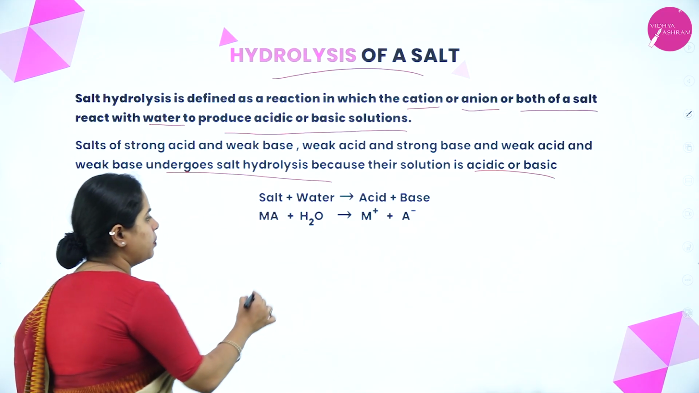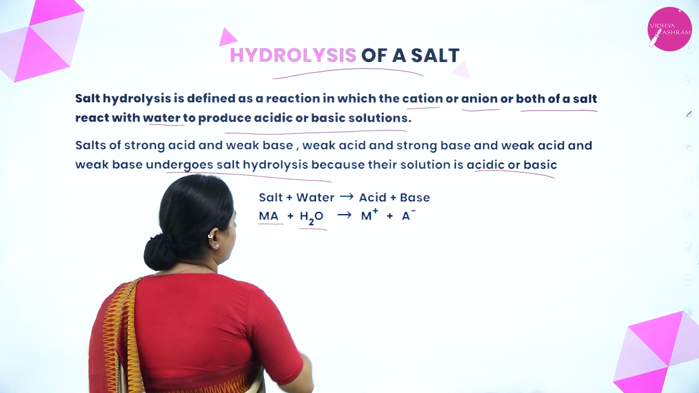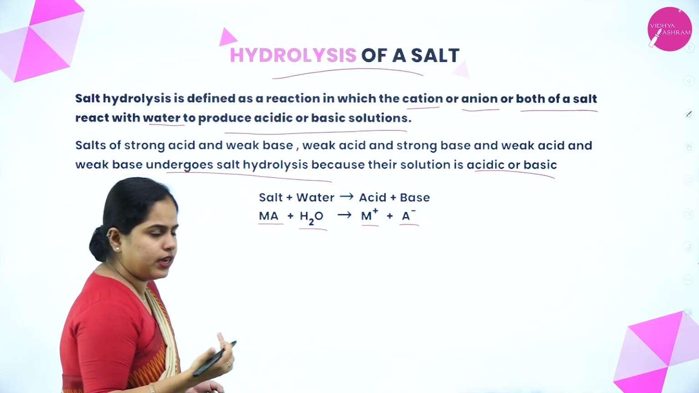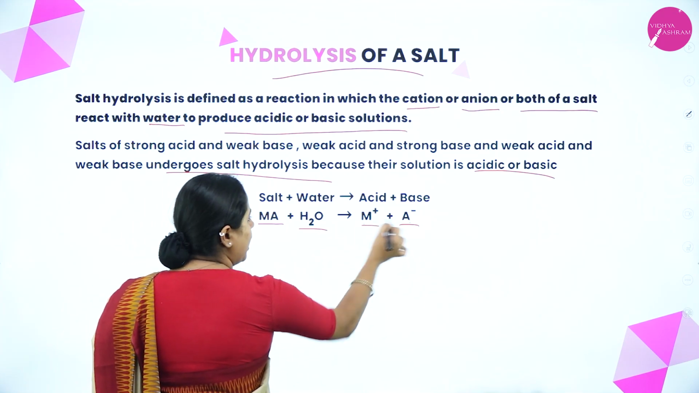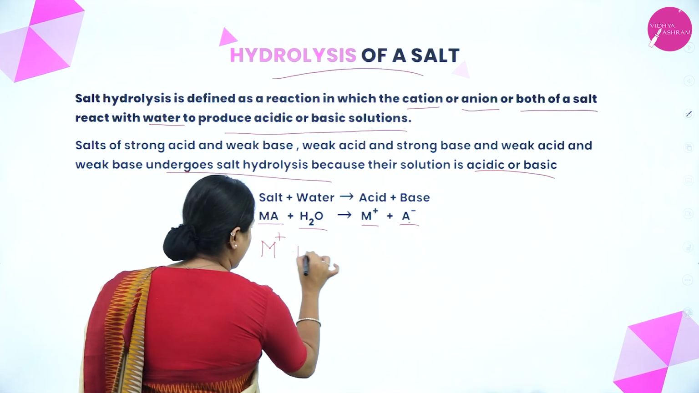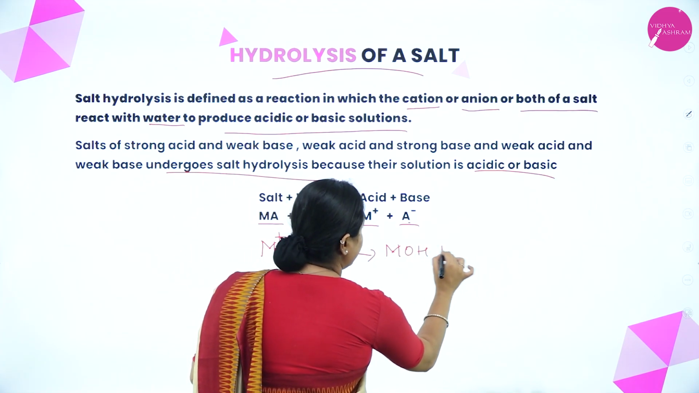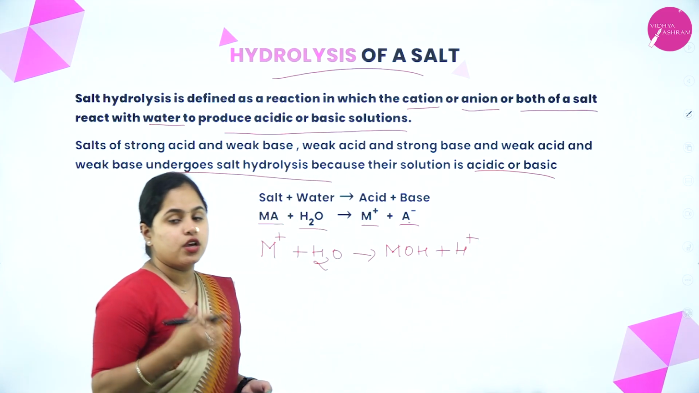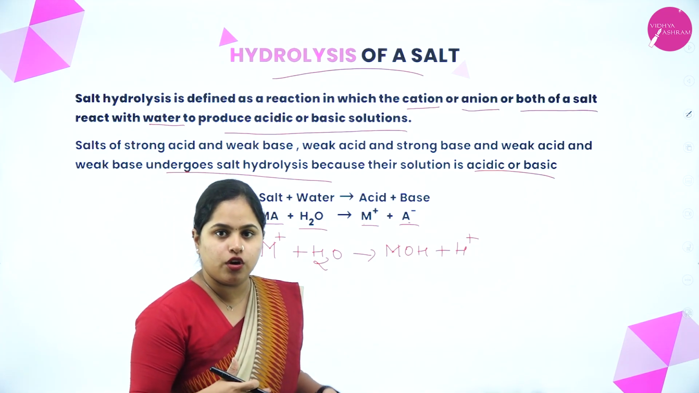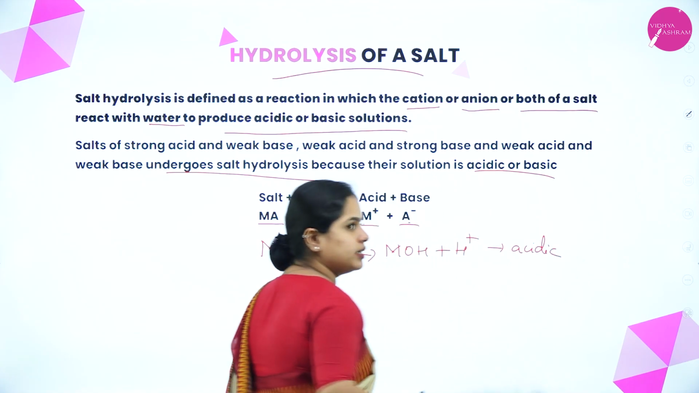So let's take an example, general MA, which is the salt, which reacts with water and dissociates into M+ and A-. So how does this give an acidic solution? Which are the anion and cation present here? Cation is M+, which undergoes hydrolysis to form MOH, and H+ will be released. So a solution which is releasing H+, there is excess quantity of H+, yes, you will get an acidic solution.